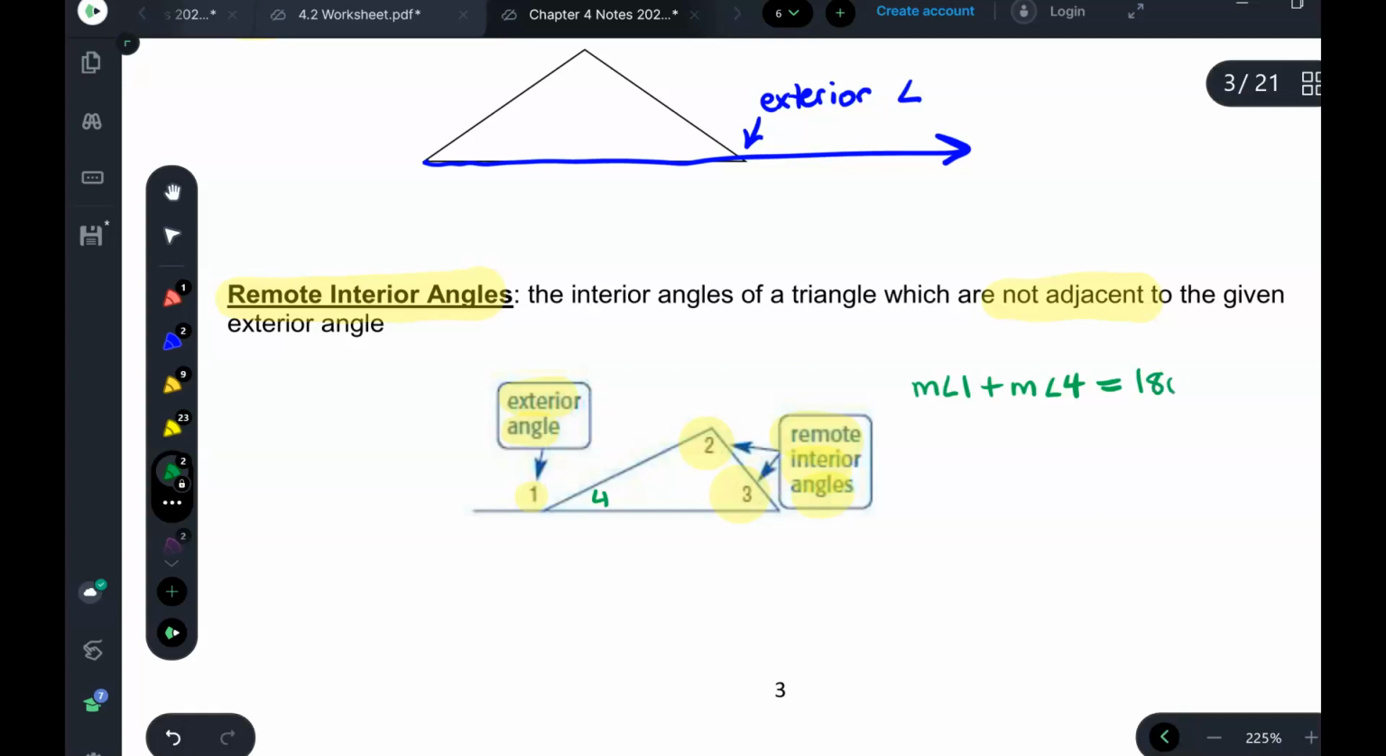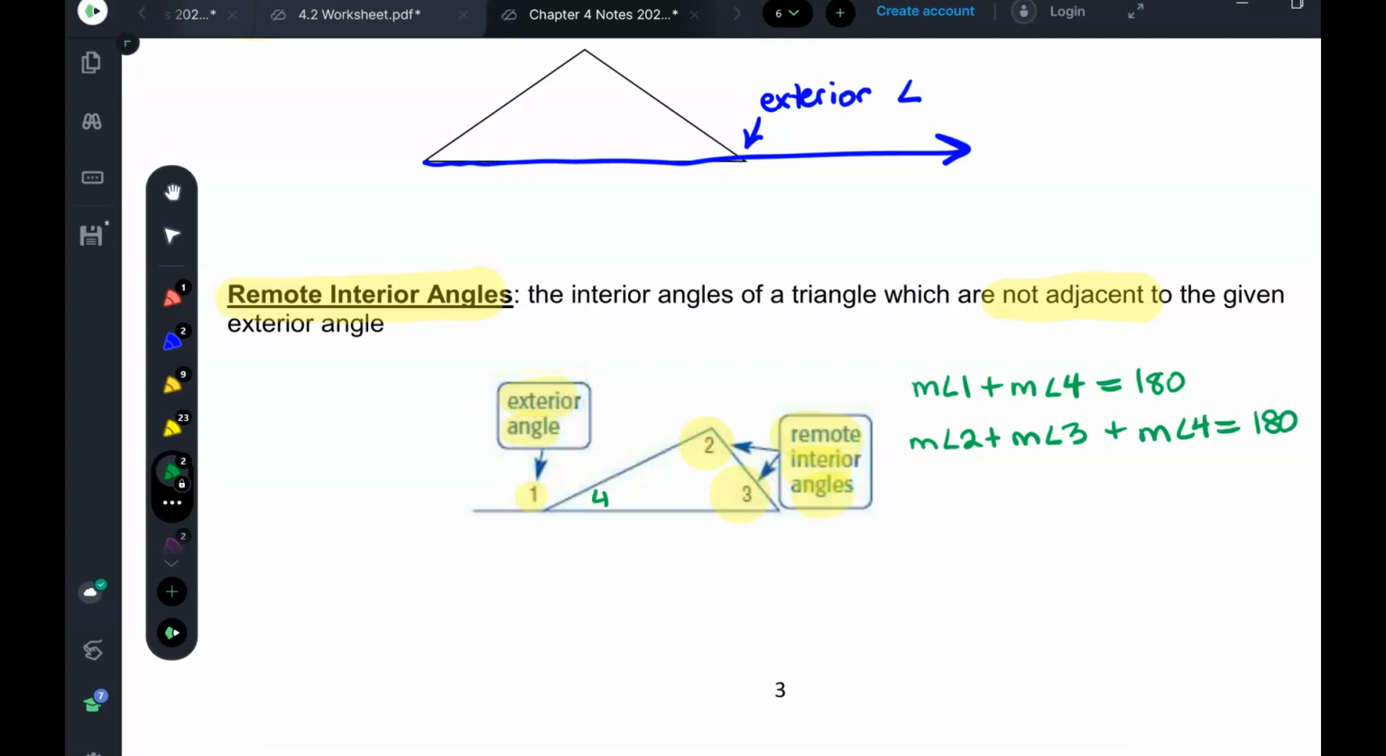Right. And what do we know about the measure of angle 2, 3, and the remote 4? Interior angle. They also go 180. Okay. Right, 2, 3, and 4 all add up to 180.